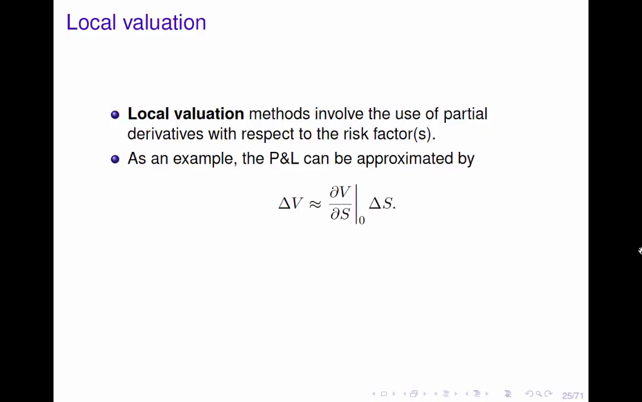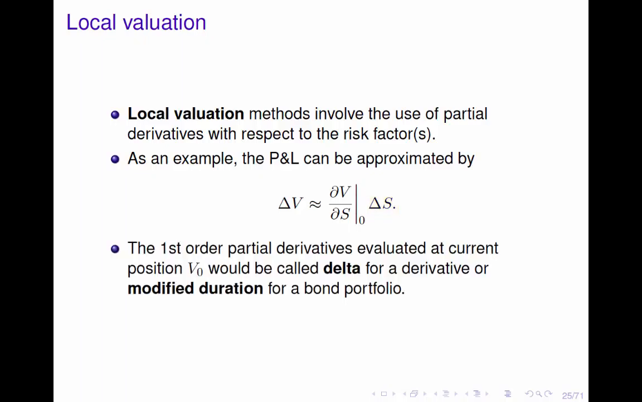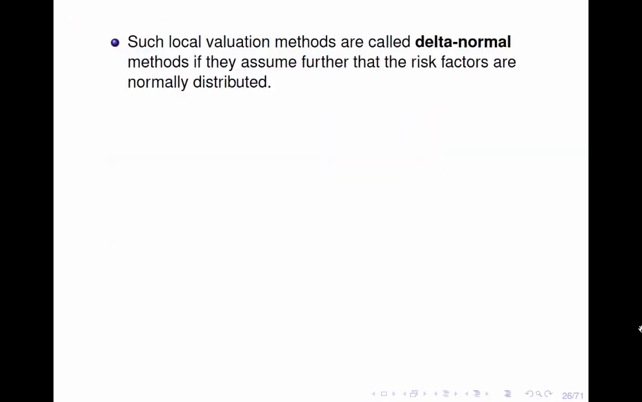As an example, the profit and loss, namely the change in the asset value V, can be approximated by the first-order partial derivative of V with respect to the risk factor S, evaluated at the current position, times the change in the risk factor S. The first-order partial derivatives of V with respect to the risk factors, evaluated at the current position V0, would be called delta for a derivative, or modified duration for a bond portfolio. Such local valuation methods are called delta normal methods if they assume further that the risk factors are normally distributed.